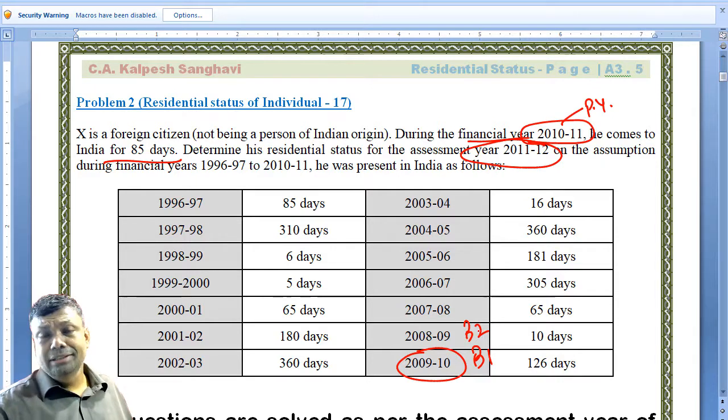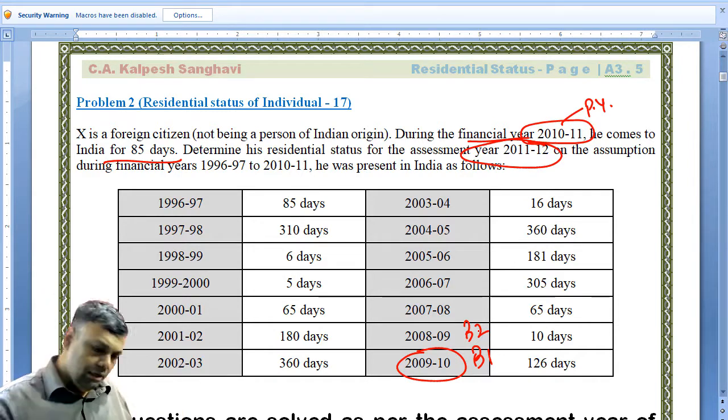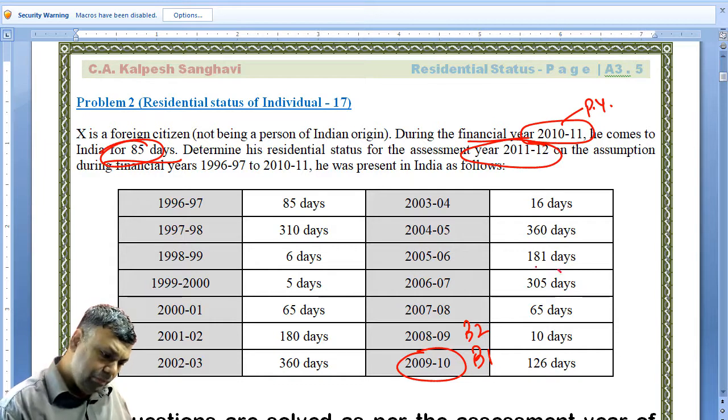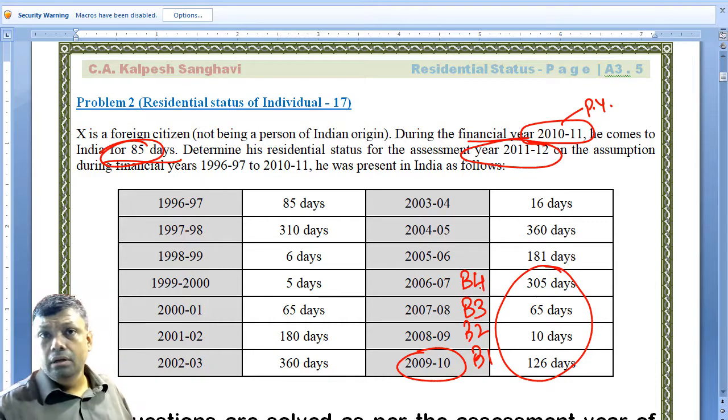First of all, friends, to analyze, you will need 4 years preceding data in order to decide the resident. So you require the previous year stay, which is 85 days. So you require 85 days for the analysis purpose, and you require 4 years before. So this much you require. That is our before year, before year, before year. It is before the previous year.